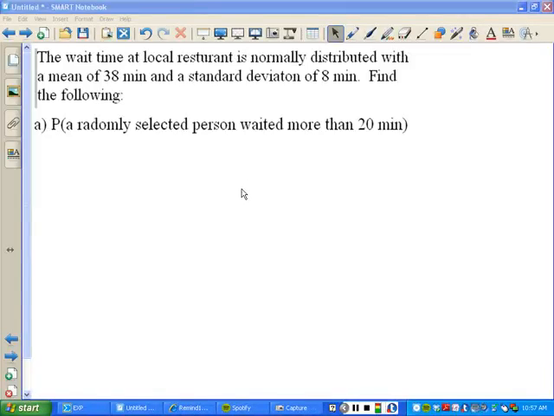All right, so the wait time at a local restaurant is normally distributed with a mean of 38 minutes. Standard deviation is 8 minutes. Find the following. First one asks you to find the probability somebody selected waited more than 20 minutes.